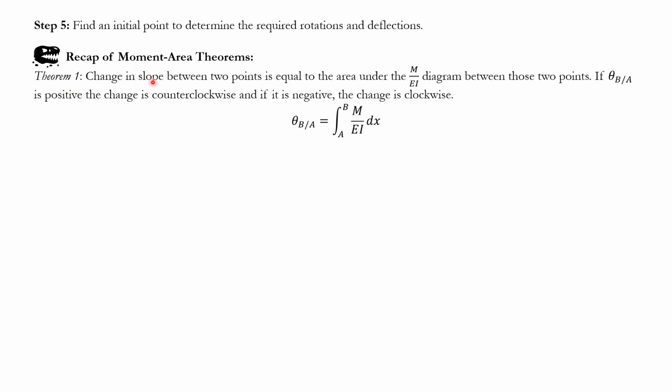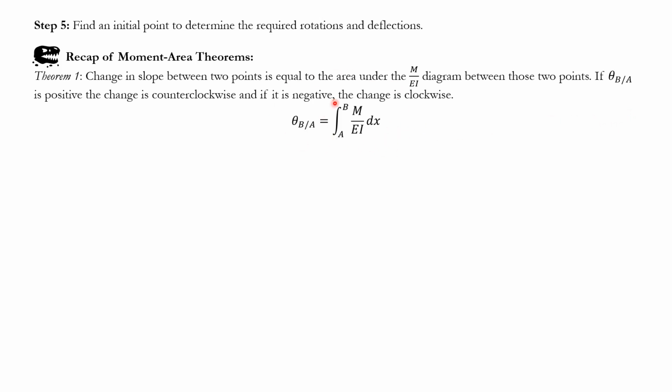Theorem 1 basically states that the change in slope between 2 points is the area under the M over EI diagram. Remember the M over EI diagram that we had? So if you want to find the change in slope from A to B, you just find the area under the M over EI diagram between those 2 points, and that's it. And in this case, by the way, theta B with respect to A or theta A with respect to B doesn't really matter. Both of those are the same value.